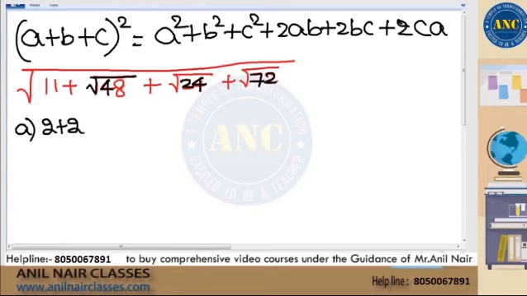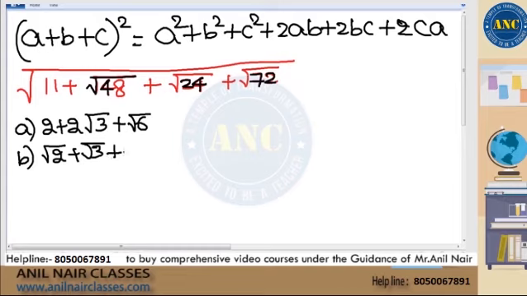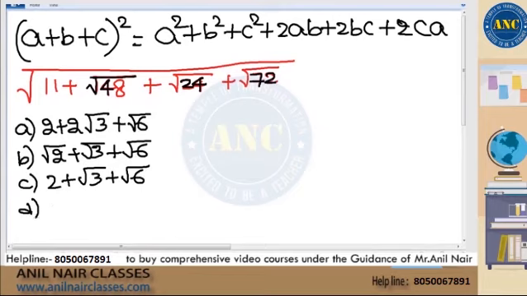Suppose, for example, the first option is 2 plus 2 root 3 plus root 6. Second option is root 2 plus root 3 plus root 6. Third option is 2 plus root 3 plus root 6, and the fourth option is 3 plus root 2 plus root 6. The best way of solving this question is by answer options. Now I am sure that you will understand this.